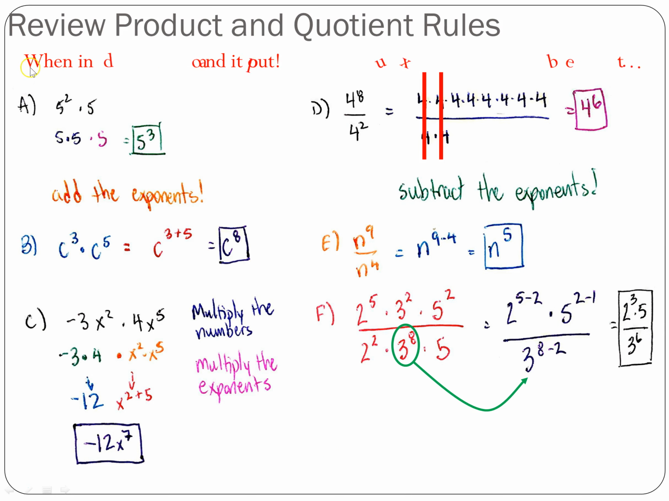All right, remember, as always, when in doubt, expand it out. But the rules are fairly straightforward. When I'm multiplying exponents, I add them. And when I subtract the exponents, I am actually dividing.